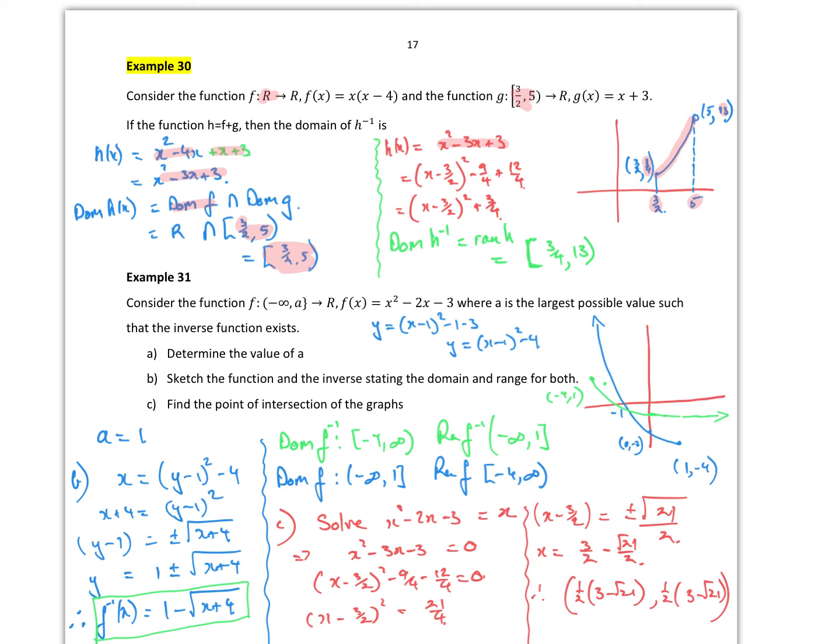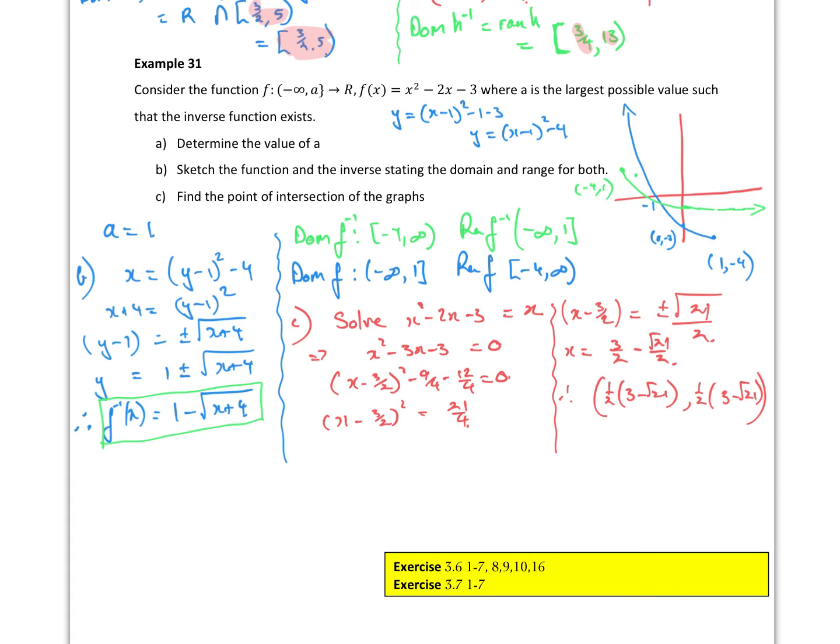Okay, if we substitute those into the rule, that means the domain of h inverse is actually equal to the range of h, isn't it? And the range of h is 3/4 to 13. So notice I didn't worry about trying to find the inverse function, because we didn't need to.